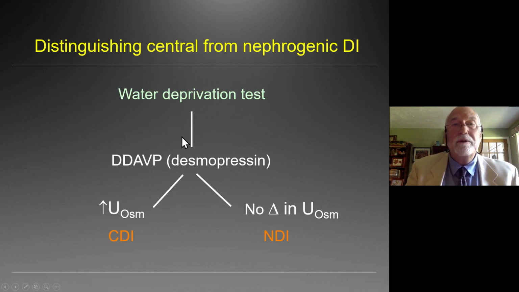A very simple approach to distinguishing central versus nephrogenic is to deprive someone of water, watch their sodium and their osmolality in the blood rise, and administer arginine vasopressin. If they're deficient in that, they will appropriately concentrate their urine. But if they have a nephrogenic cause, such as with lithium, there'll be little or no response. And this is how one can approach distinguishing central versus nephrogenic DI.